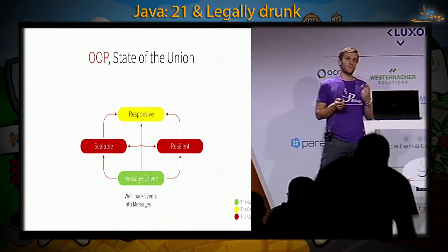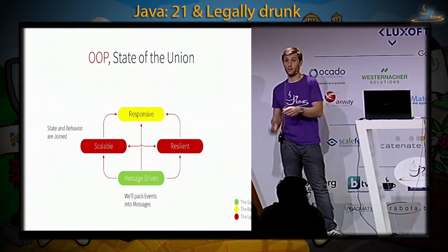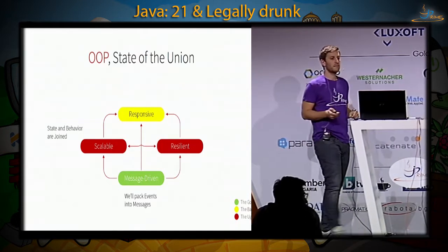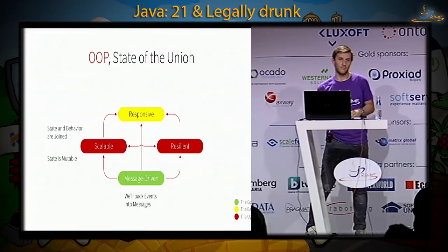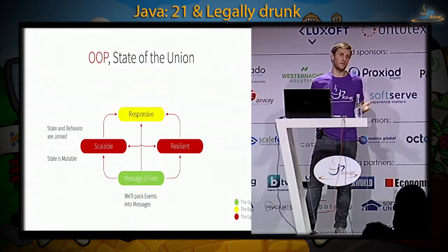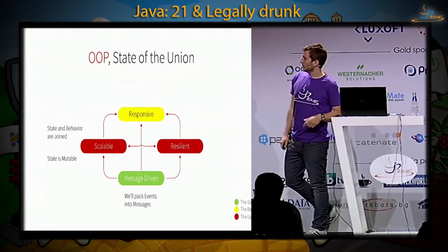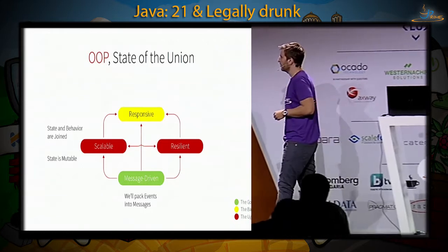Well, I have two problems with that. The first one is that state and behavior are joined together, you know, objects. And the second thing is that state is mutable. And it's very hard to do things in parallel when you're mutable. Long story short, you'll get in a lot of trouble. Now, that's scalability. Now let's talk about resilience.